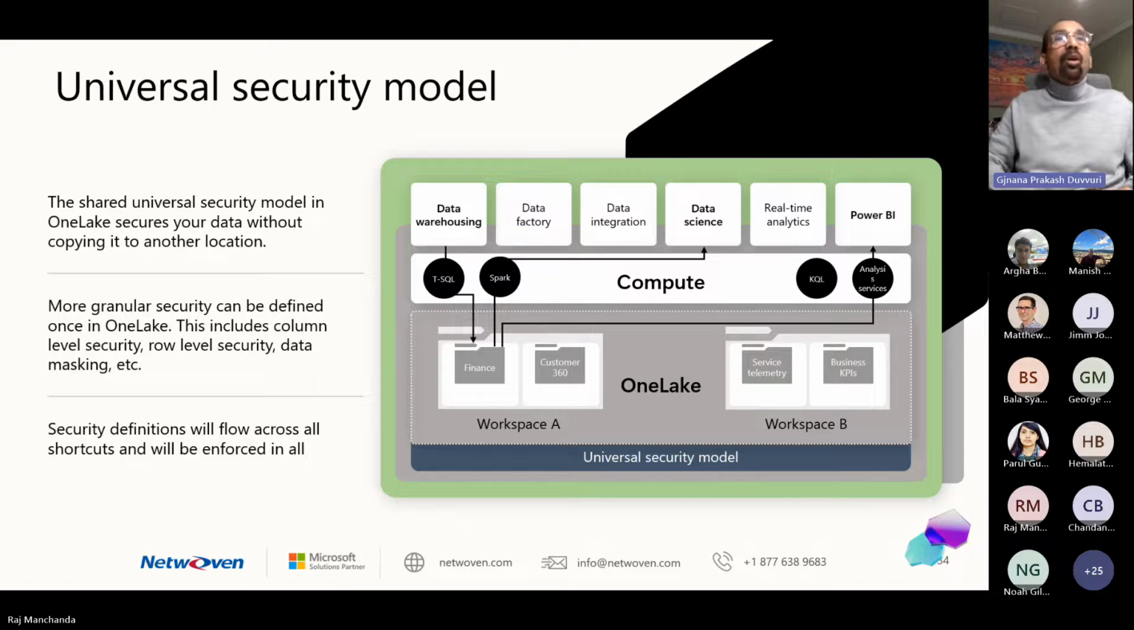Universal security model. If you look into that, I have a data warehouse, data factory, data integration, data science, real time and Power BI. I have compute. Then I have my workspace A and workspace B. Workspace A contains finance and customer 360. Workspace B contains service telemetry and business KPIs. So based on this universal security model, you can control your total shared security. More granular security can be defined. This includes column level security, row level security, and data masking. And security definitions will flow across all shortcuts and will be enforced everywhere in all tiers in Fabric. Next slide, please.